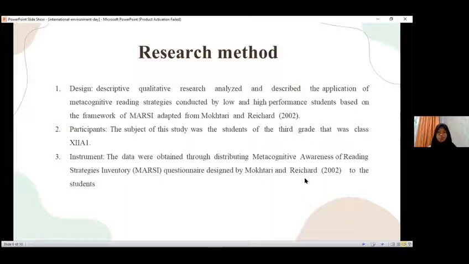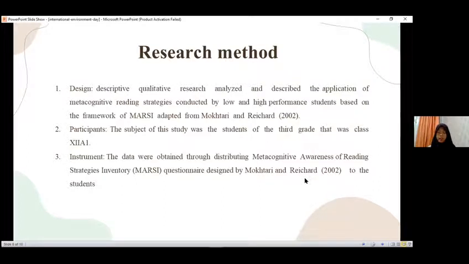Research method. A. Design. Descriptive, qualitative research to analyze and describe the application of metacognitive reading strategies conducted by low and high performance students based on the framework of MARSI adapted from Mokhtari and Reichard 2002. B. Participants. The subject of the study was the students of the third grade, that was class 12A1.